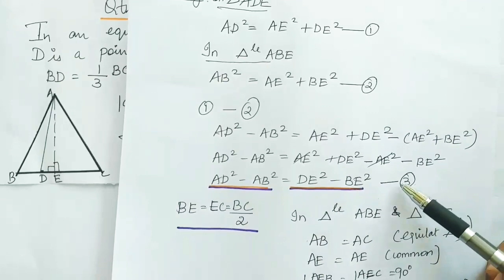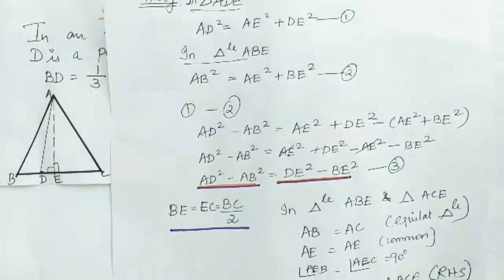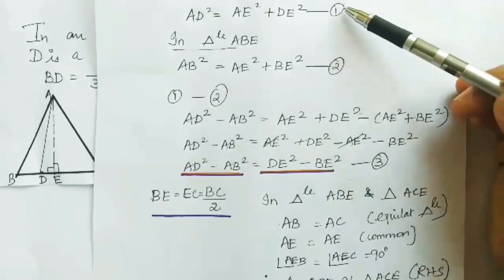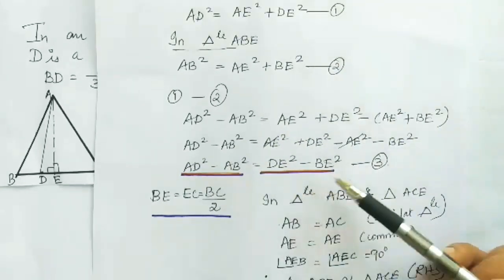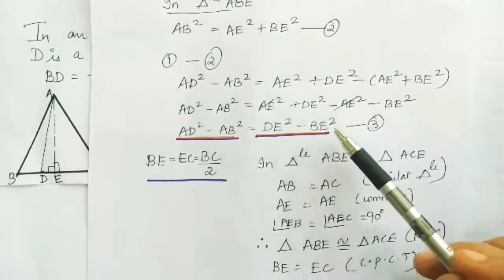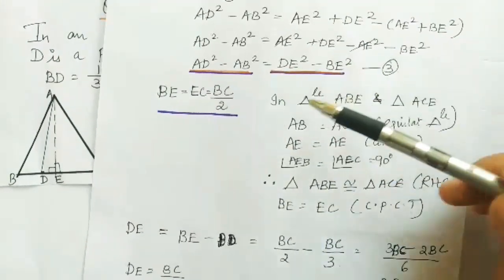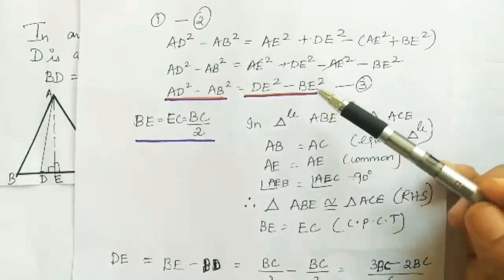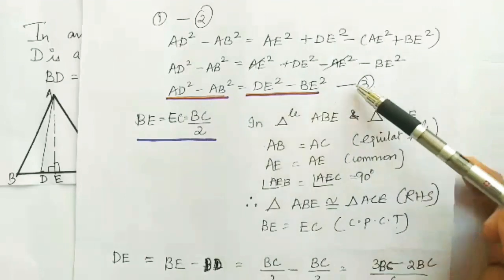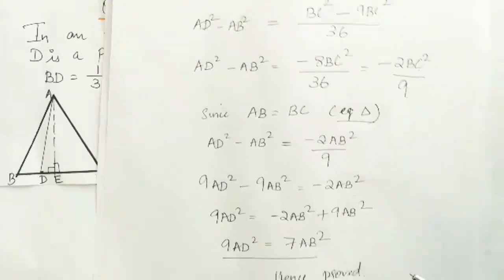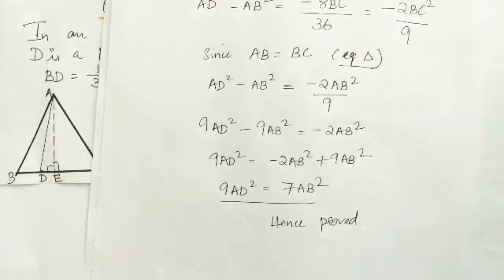After subtracting equation 1 minus equation 2, you get the third equation. So we have to express DE and BE in terms of BC here. This procedure will show you how to express DE and BE in terms of BC. So we are going to substitute these two values in equation 3. After substituting and taking the LCM, you get the answer here. Hope you have understood the procedure.